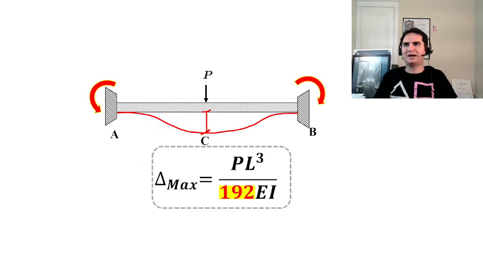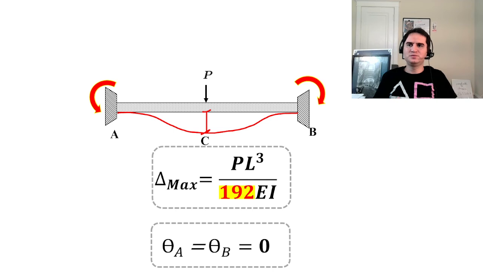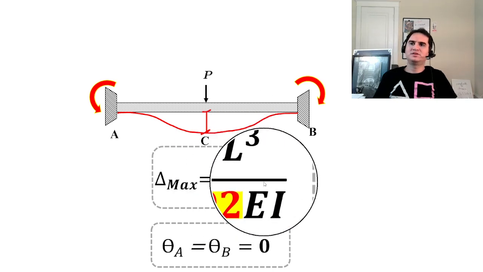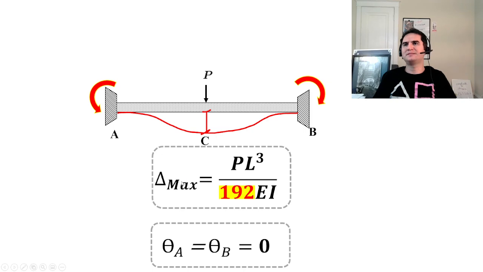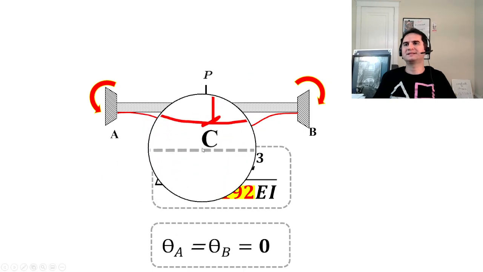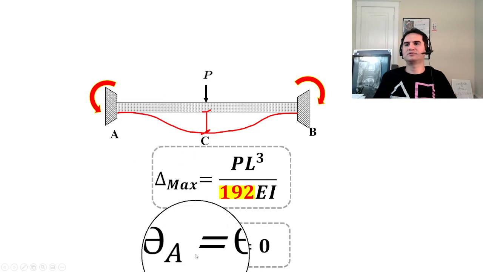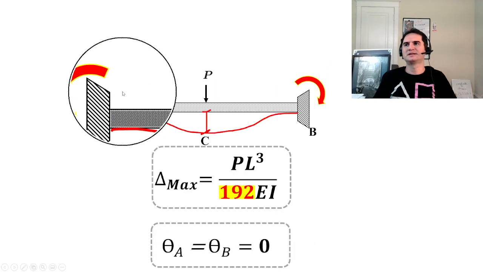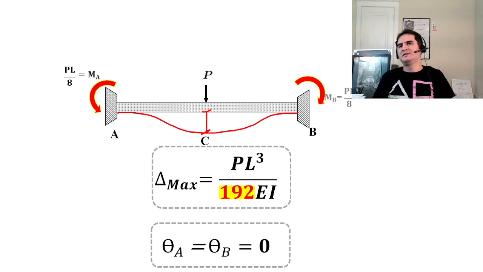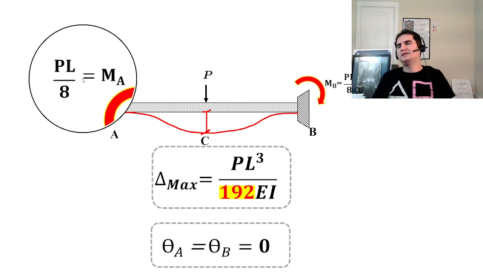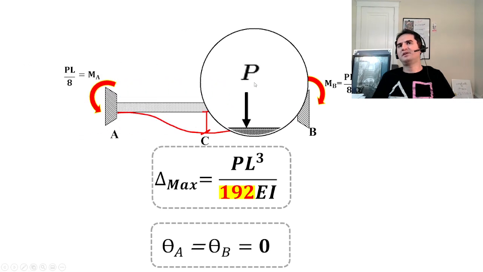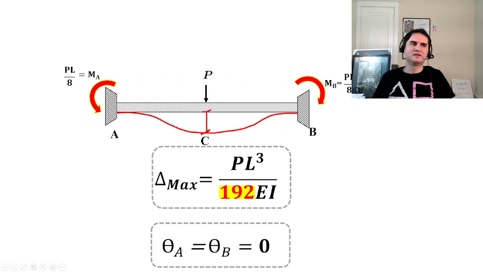So if you have a two fixed support beam handling a concentrated load of P at its center, it has a delta maximum of PL cubed over 192 EI, which happens at the center. That's delta C. And TA is equal to TB, which is 0 because it's fixed. At the same time, the numeric value of the moment at A is PL over 8, identical to MB. We'll solve more examples in the next videos. Thank you.